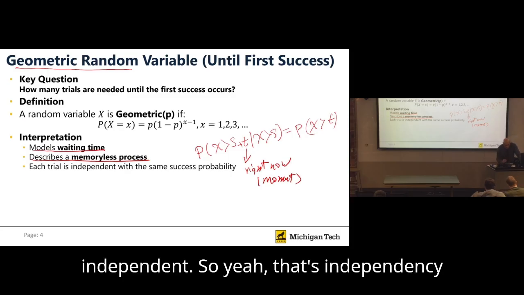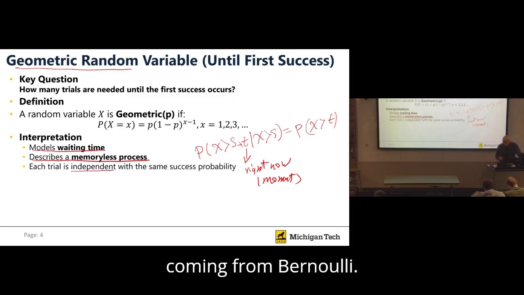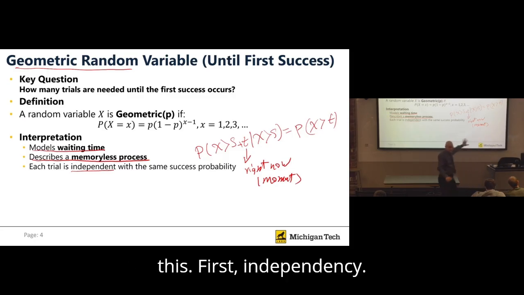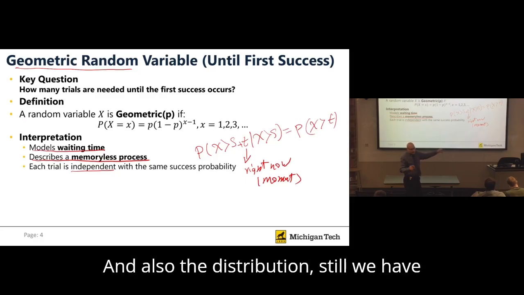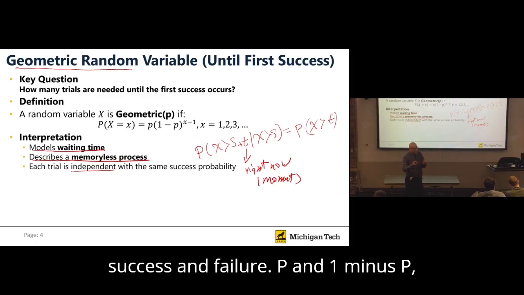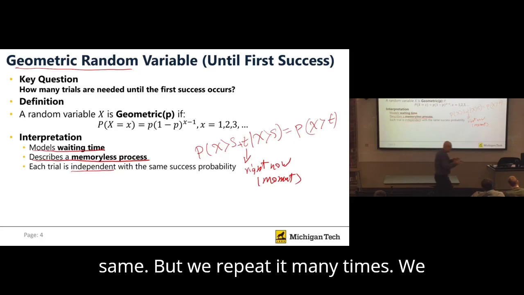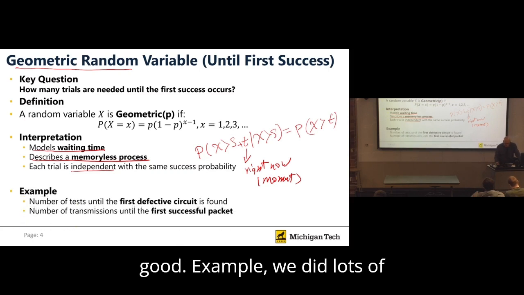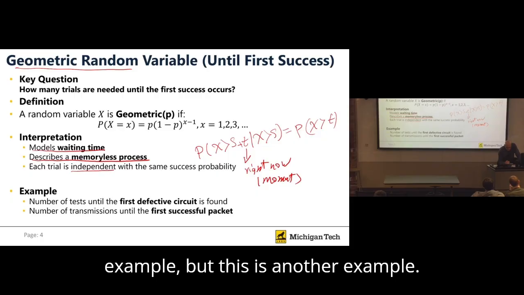So that independency comes from Bernoulli. Two things come from Bernoulli in this: first, independency, and also the distribution. Still, we have success and failure, p and 1 minus p, the same. But we repeat that many times. Okay, that's good. We did lots of examples, but this is another example.